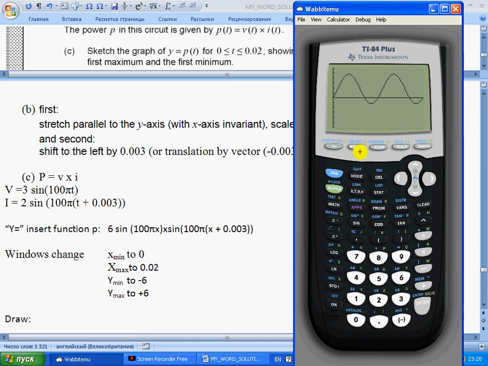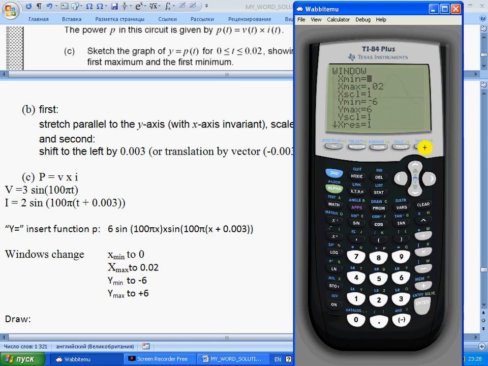Graph is over. So to have a nice graph, you should press window, and here you should put x minimum, x maximum 0.02, and y minimum -6, and maximum +6. So you do it beforehand and then draw the graph.